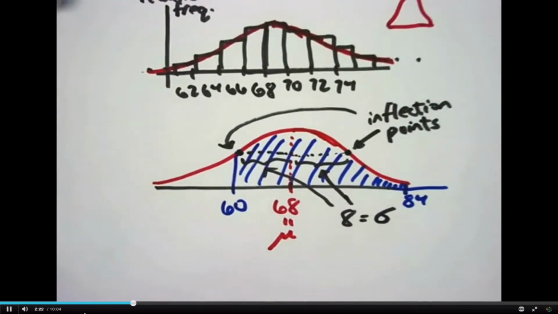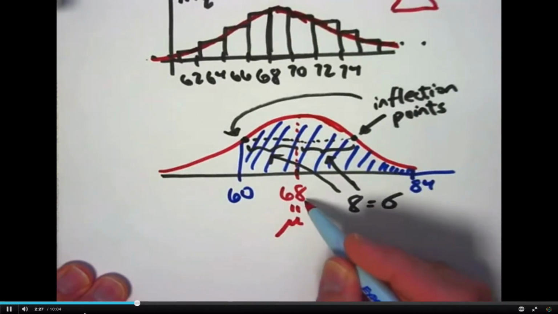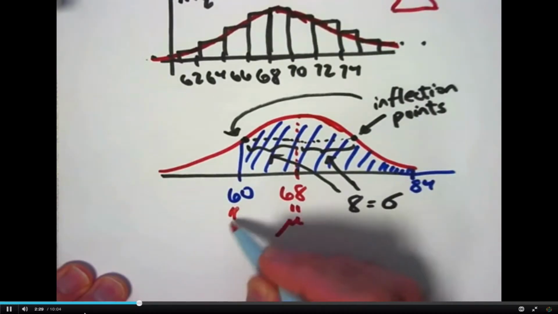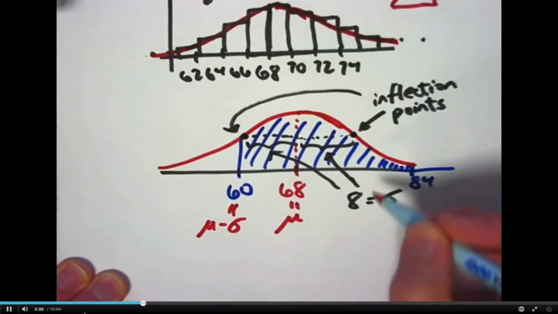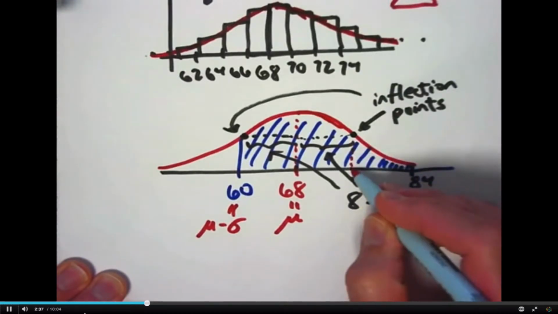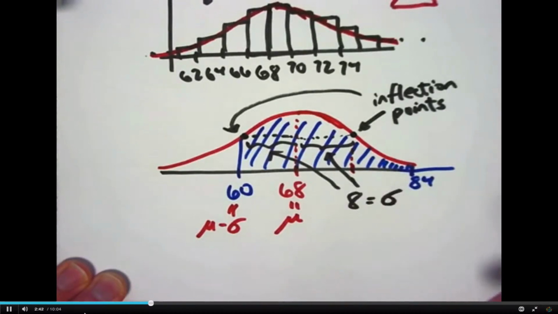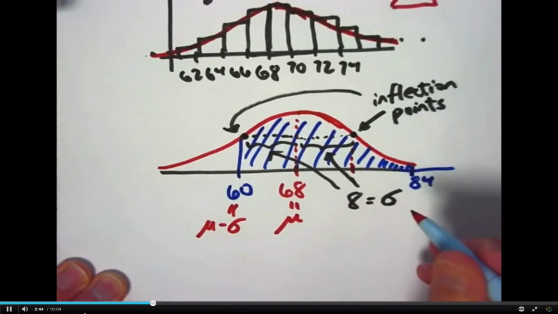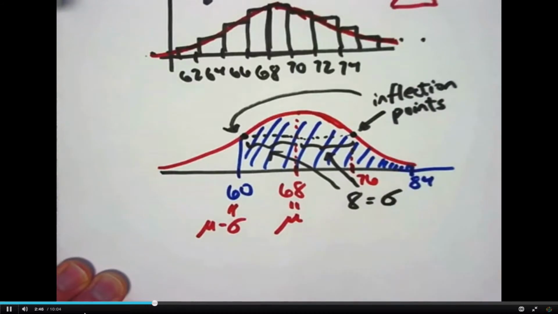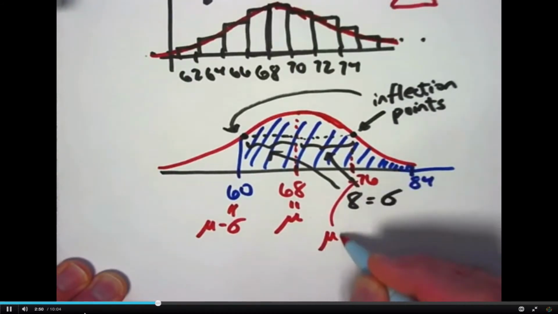I'll give you some more detail here then. Based on what I said before, 60 really is the mean minus the standard deviation. This is really mu minus sigma. What's mu plus sigma? That would be this number right there. It would be 68 plus 8, which would be 76. 76, that's mu plus sigma.